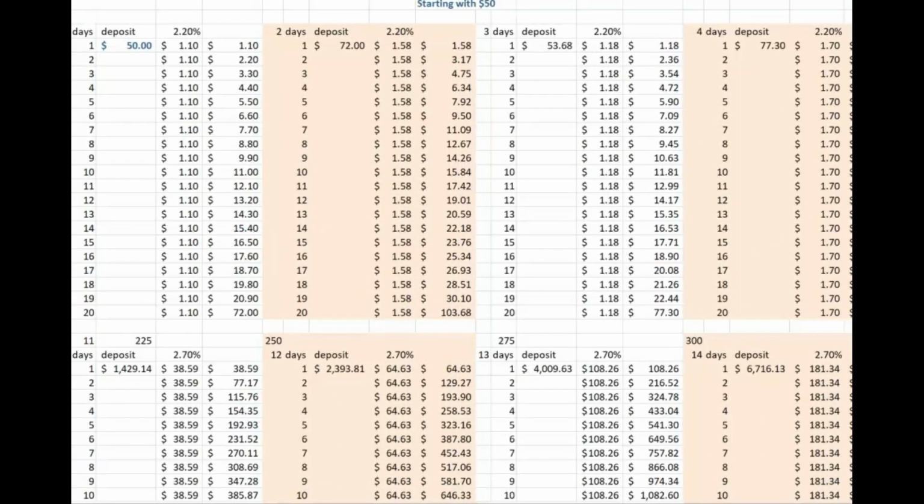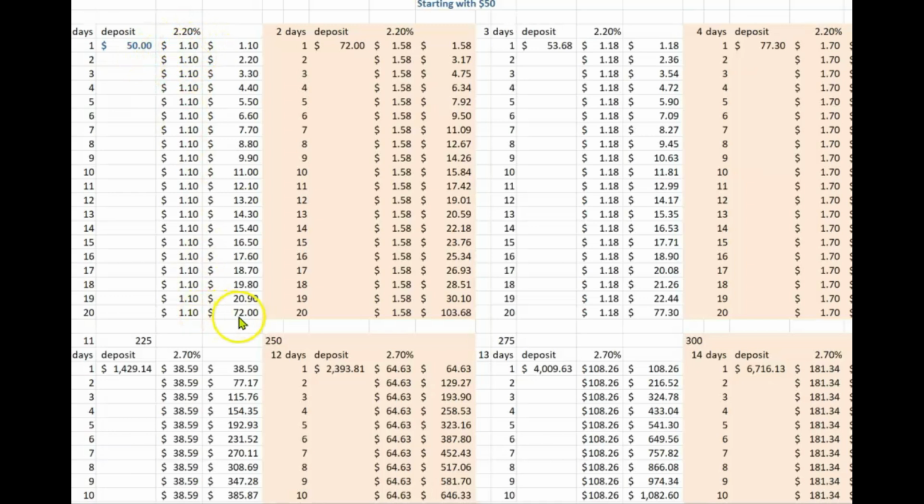Okay, there are a lot of numbers here, but I'm just going to quickly run through how this works. The first example is starting with $50. You put it in and you're going to make 2.2% every day for 20 days. So you put it in and your 2.2% is $1.10 a day.